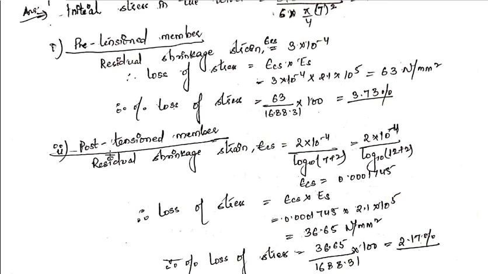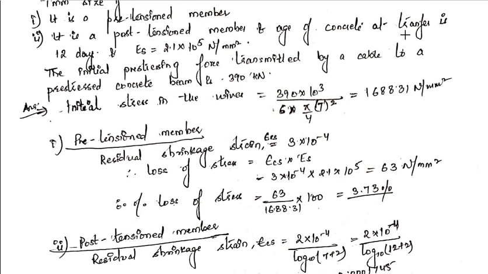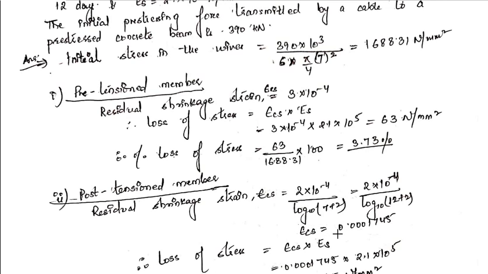Now for the post-tension member, the residual shrinkage strain epsilon Cs is 2 into 10 to the power minus 4, divided by log base 10 of (t plus 2). T is the age of concrete at transfer of pre-stress, and it is given as 12 days, and the value of t is in days. So just put the values here. The value of epsilon Cs will come out to be 0.001745.